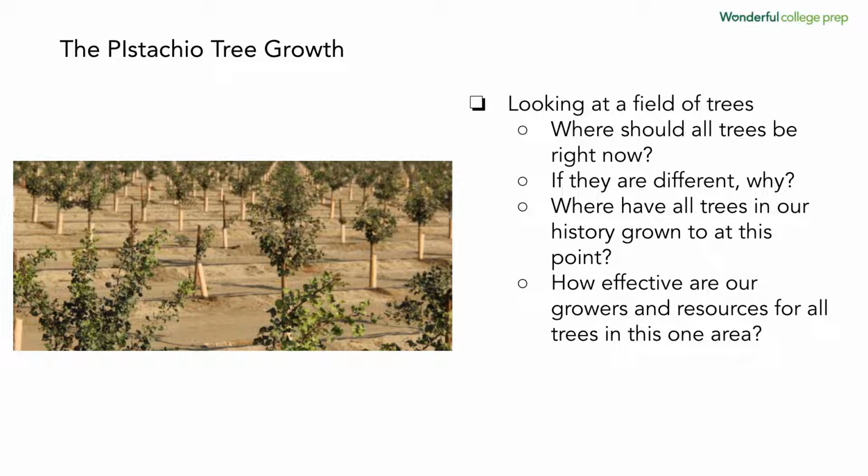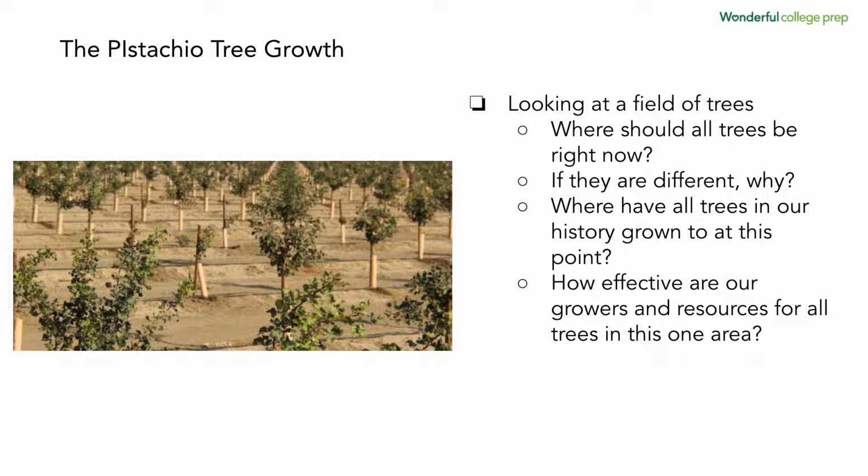Now, if we look at the whole field of pistachio trees, right, we're going to think about, well, where should all the trees be right now? Even in this picture, we see some different varying rates of growth and size happening. So we think, well, where should all trees be right now based upon when the field was planted? If they are different, we start to think about why.